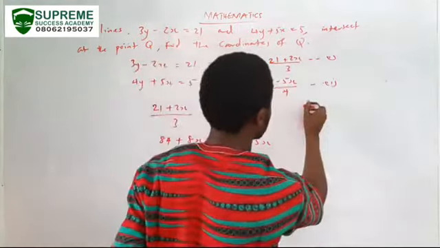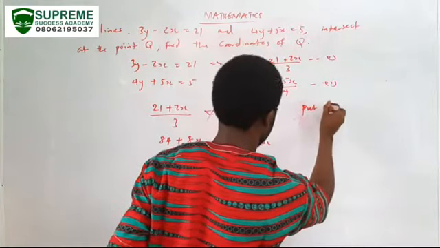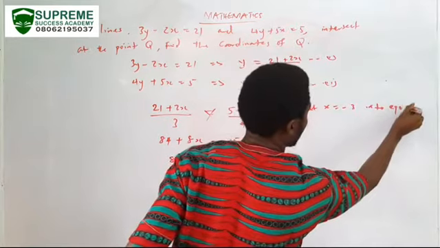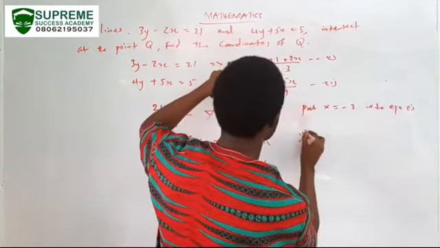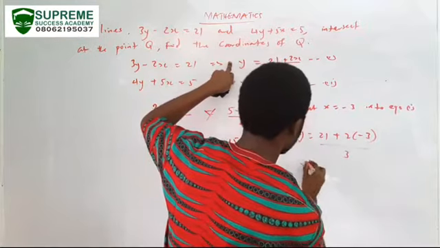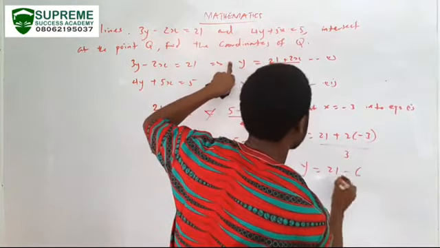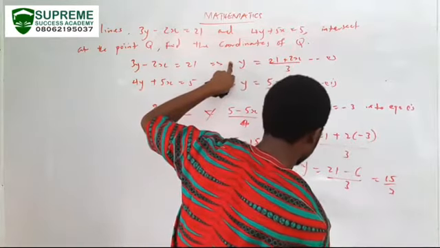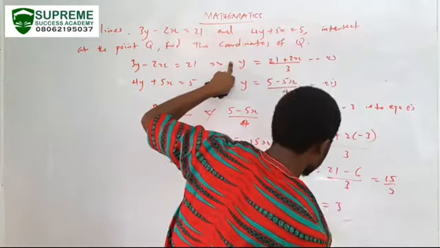Picking any equation, substitute for x. Put x equals minus 3 into equation what? Equation 1. Then you can have y will be equal to 21 plus 2 into minus 3, divided by 3. Y will be equal to 21 minus 6, right? Divided by 3. And that will give us 15 divided by 3. Therefore, y will be equal to 5. That's how to solve it.